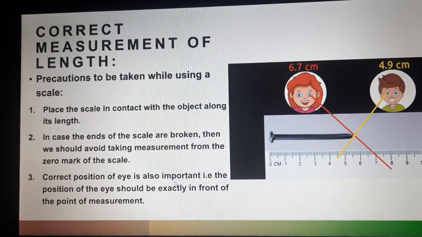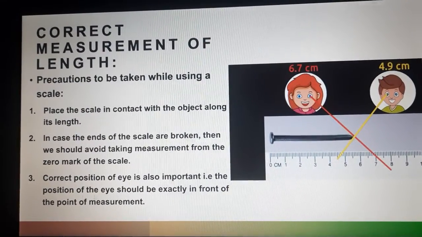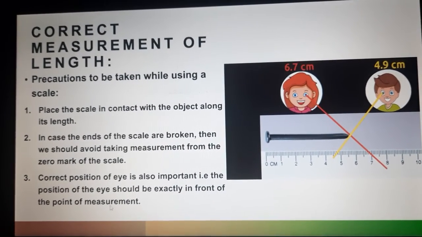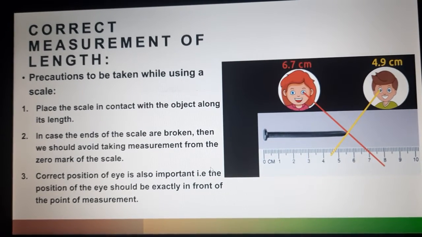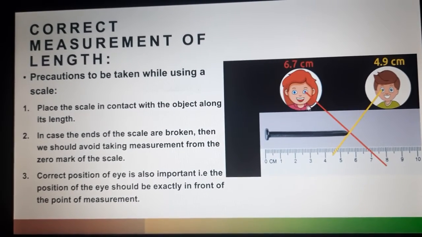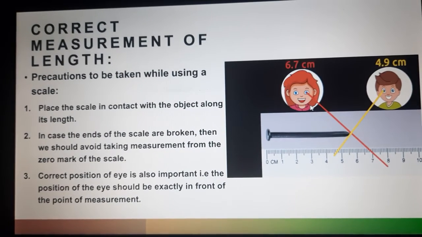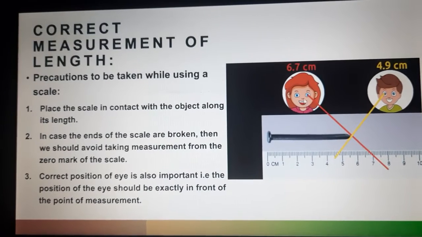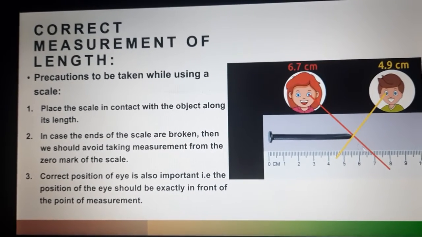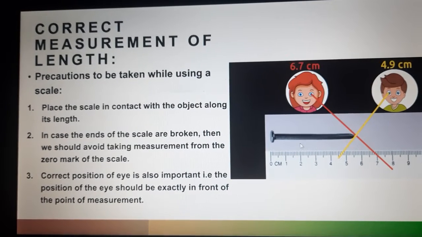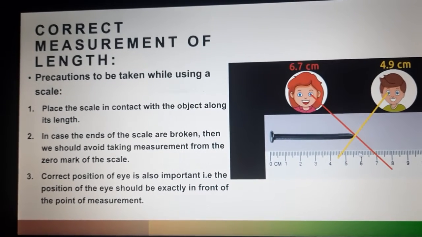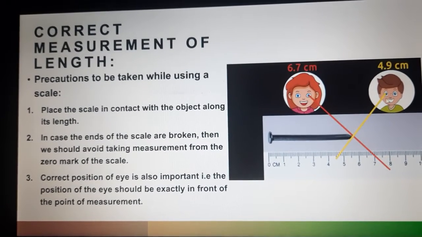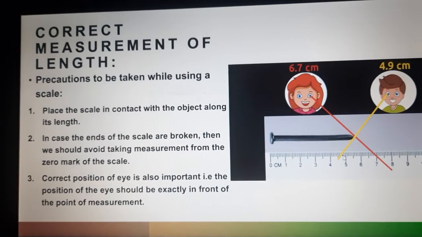Correct position of the eye is also important. That is, the position of the eye should be exactly in front of the point of measurement. As you can see in this picture, the girl is measuring, seeing from this side. So what will she see? She will see some points extra. She will see the object as longer than it actually is, whereas the boy will notice that the nail is shorter than it actually is.